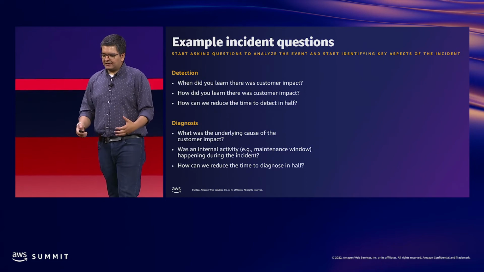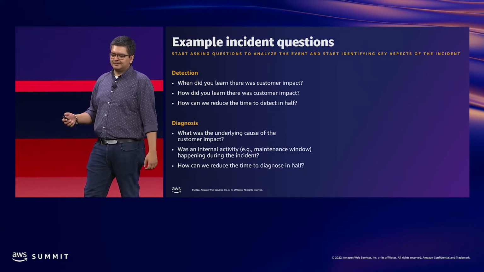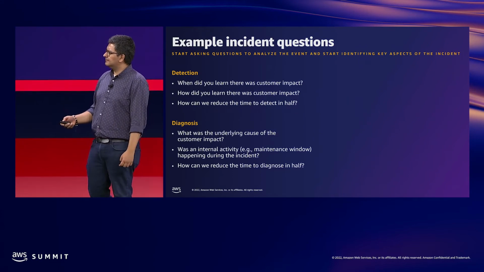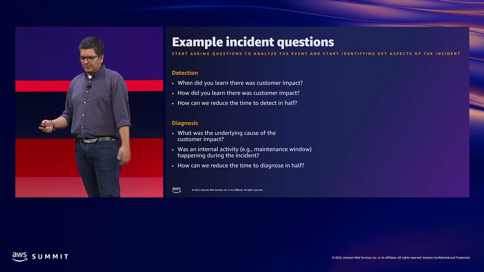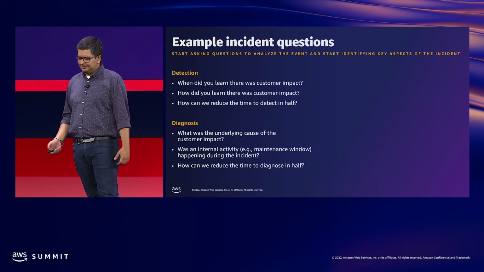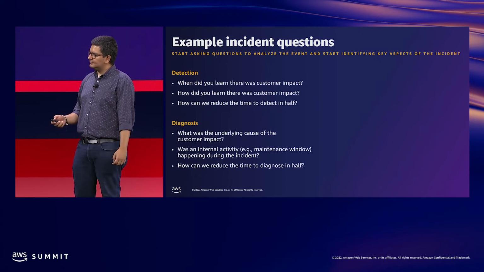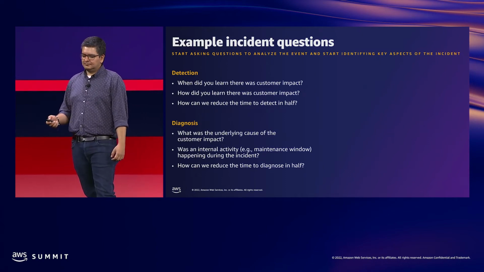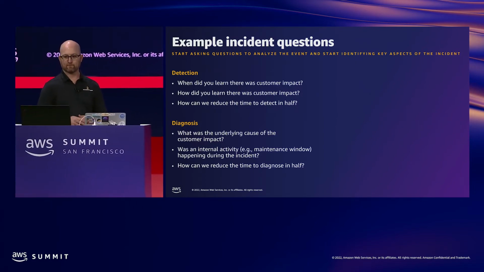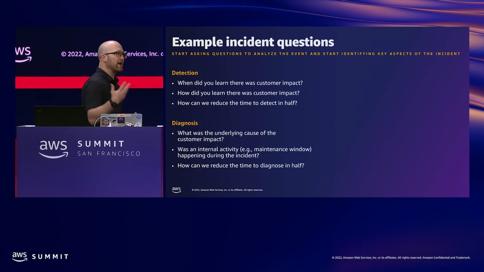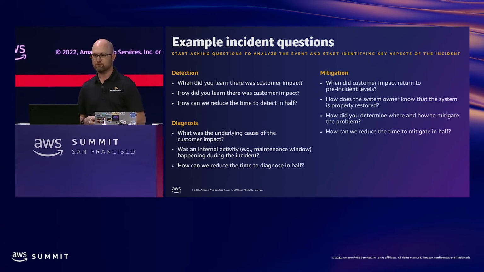Okay. Now for diagnosis, Johnny, what was the underlying cause? Poor data validation and error exception in the application. Was there an internal activity going on? There was, because we knew we were going to be deploying this application, and so we had a deployment into production happening during this time period. How can we reduce the time to diagnose in half? Well, again, better metrics and analytics. Same. Okay.